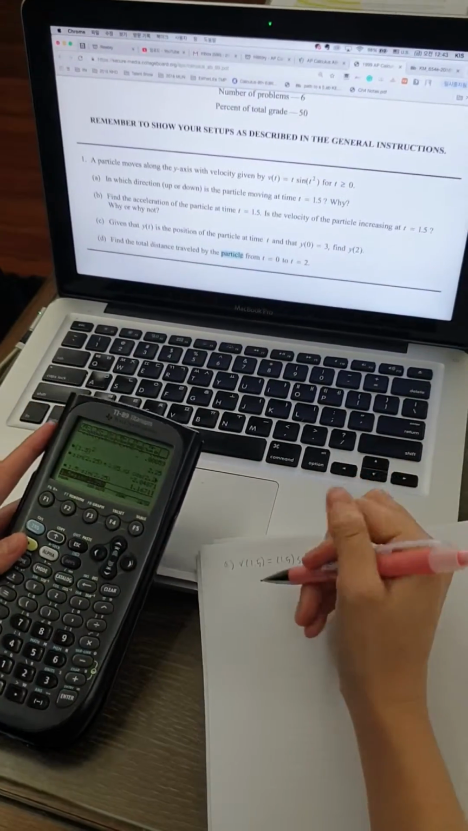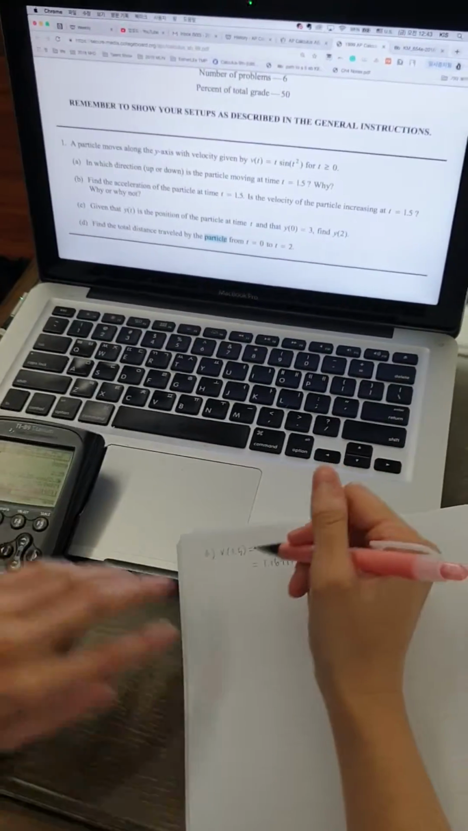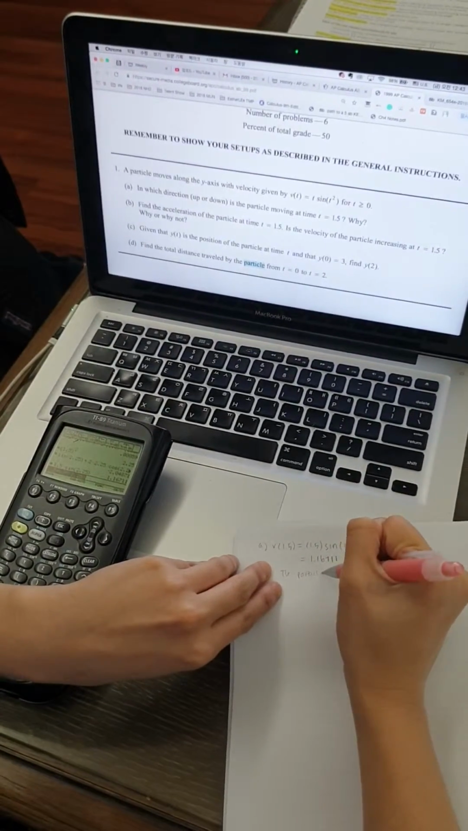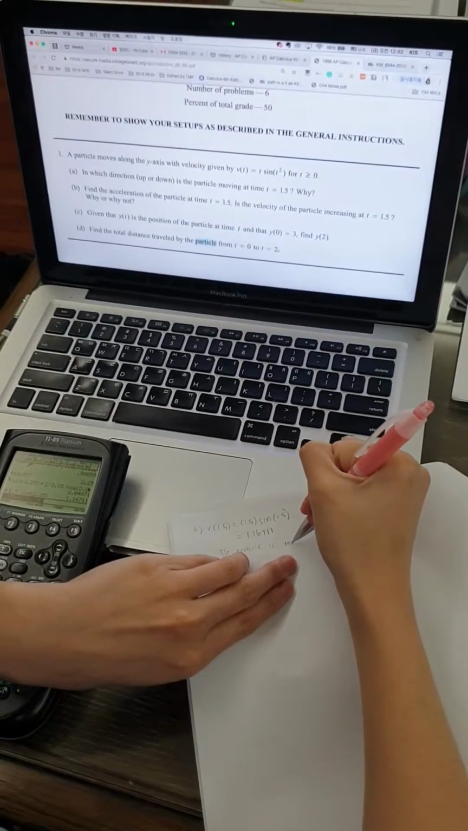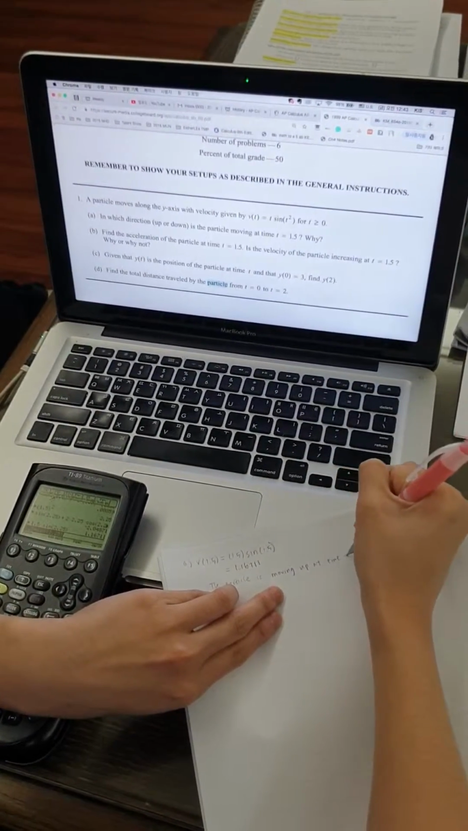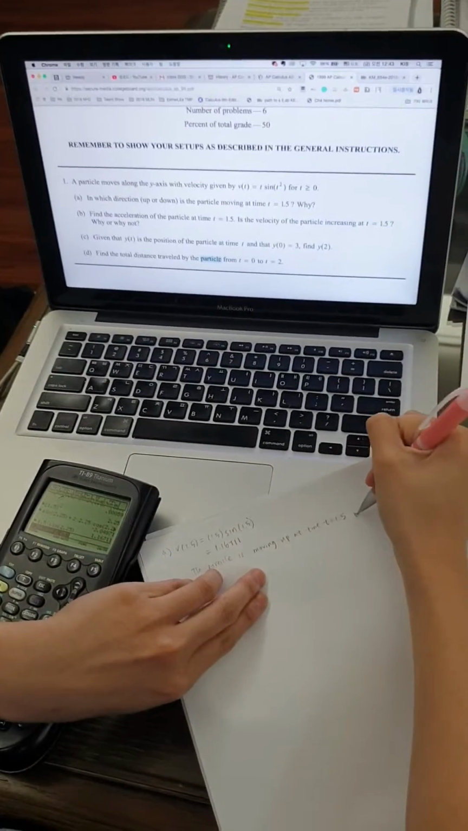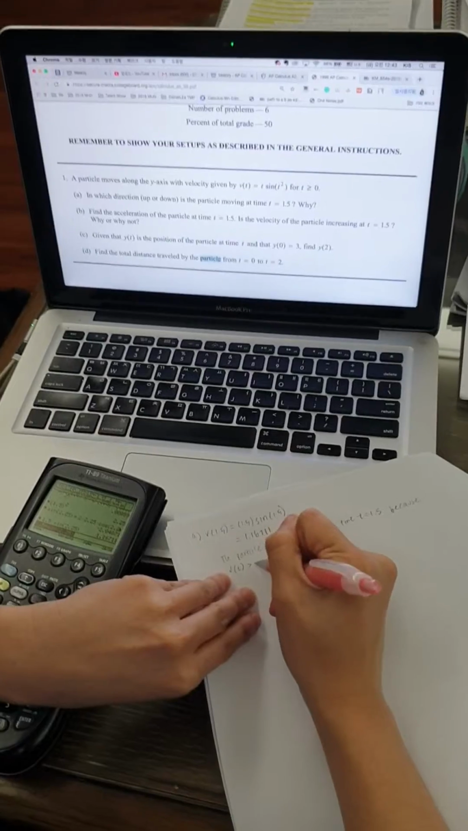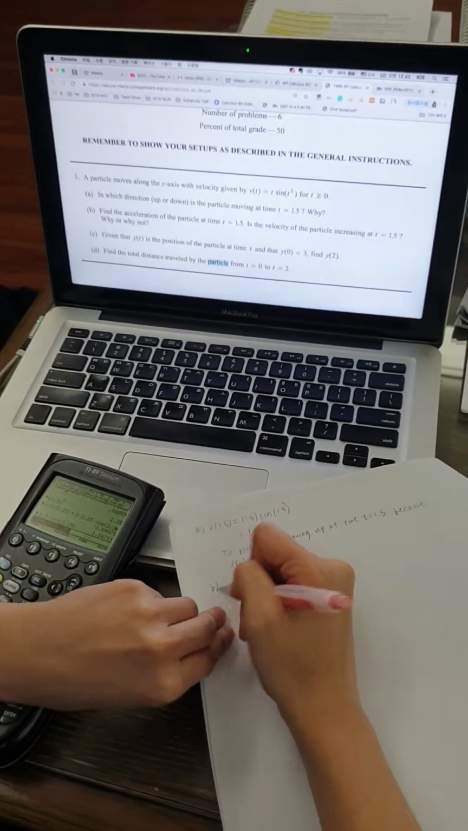1.16711. And we can conclude that the particle is moving up at time t equals 1.5 because v of t is greater than 0. So now let's move on.